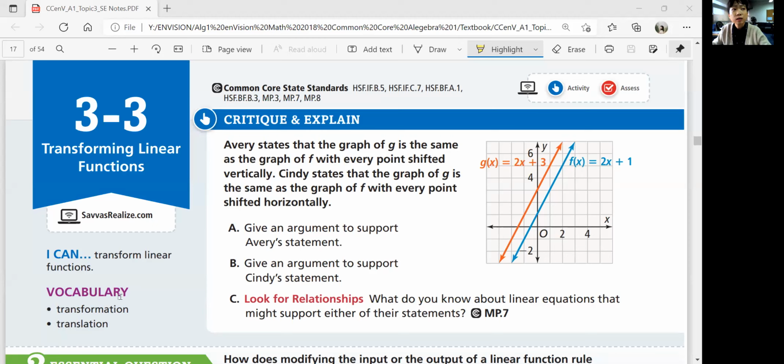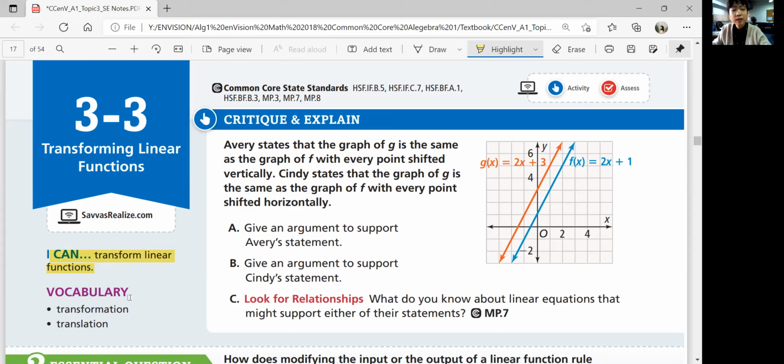In this lesson, we will be able to graph transformations of linear functions by multiplying or adding specific values of k to the input or output of a function. And we'll interpret the key features of the graph of a linear function and use them to write the function that the graph represents. Overall, you'll be able to transform linear functions.